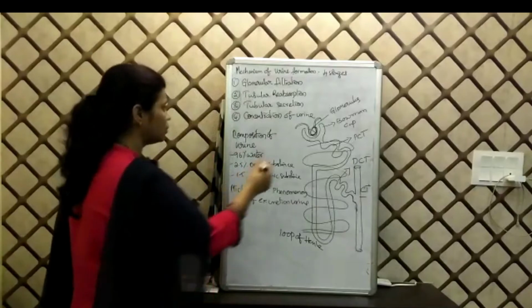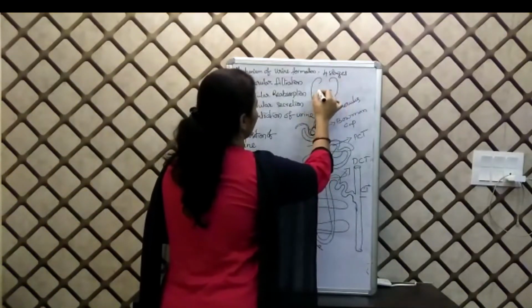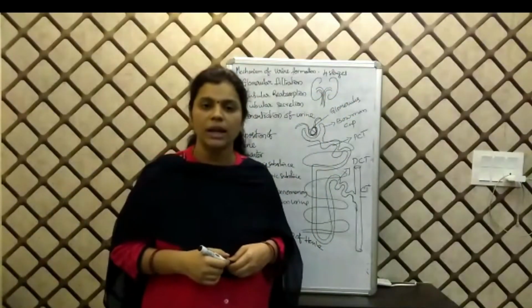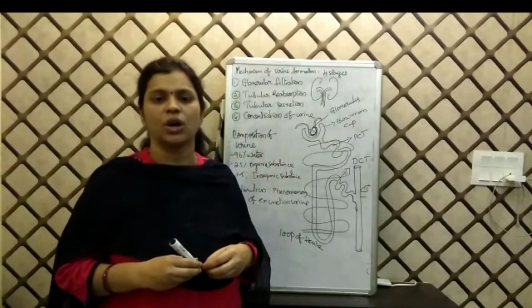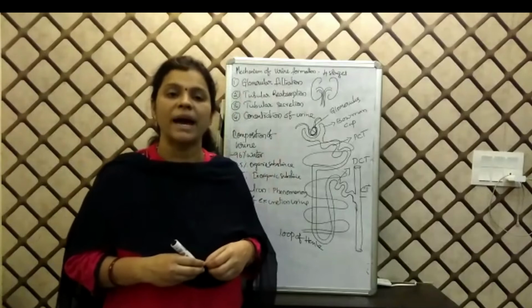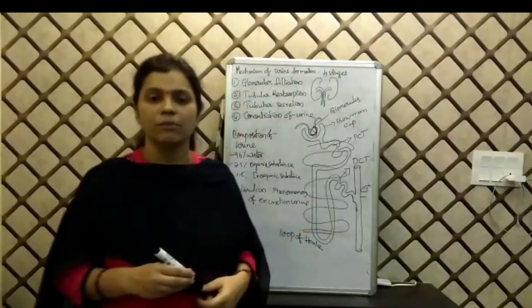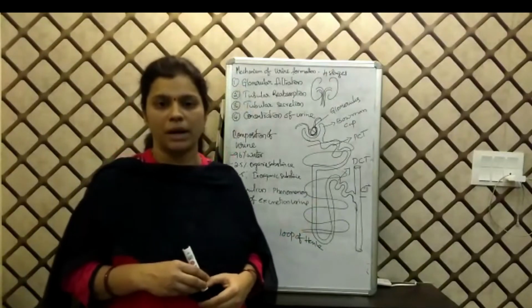So this ureter, which is coming out of the kidney, will collect the urine and pass it down to the bag-like structure called urinary bladder. And the movement of urine in the ureter is peristaltic movement. Through peristaltic movement, the urine comes down to the urinary bladder.